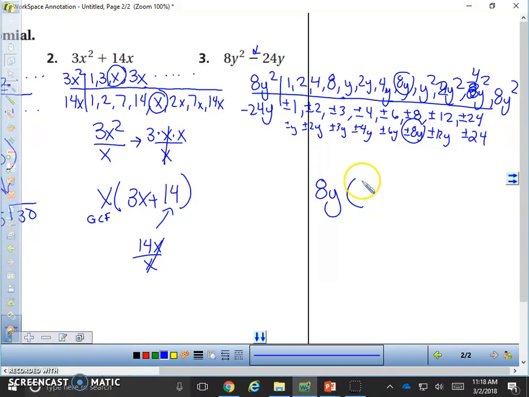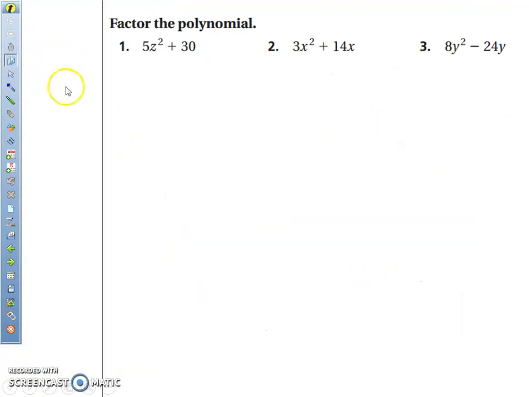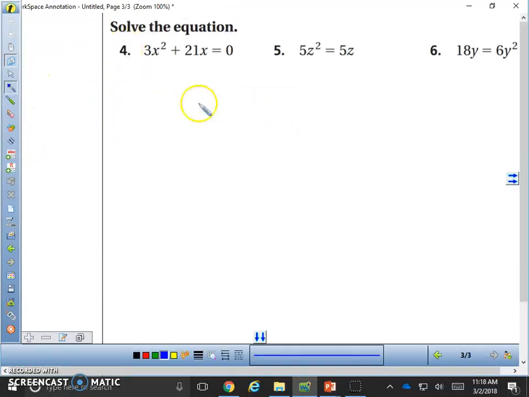And we're going to take out 8y by doing 8y squared divided by 8y, 24y divided by 8y. 8y times 8 divided by 8 is 1. Y squared divided by y is y. 24 divided by 8 is 3. Y divided by y is 1. Done. You factored it.